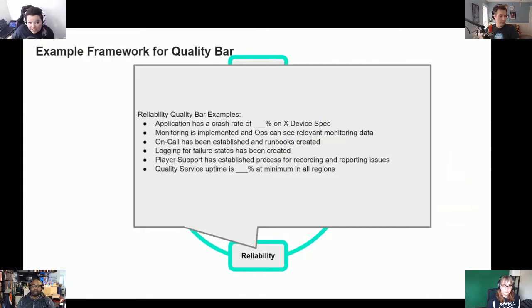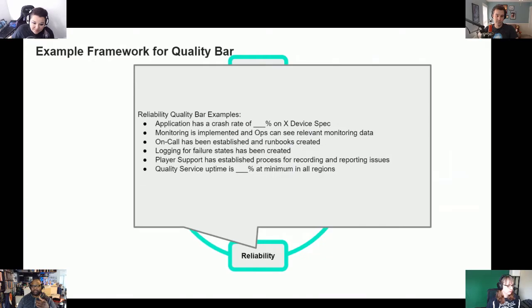Our player support friends here are really important. So talk to player support about reliability. Talk to your operations groups about reliability. They will love you for having this conversation early because they are so often late in the process. And we have the ability as quality to establish great relationships with them today.